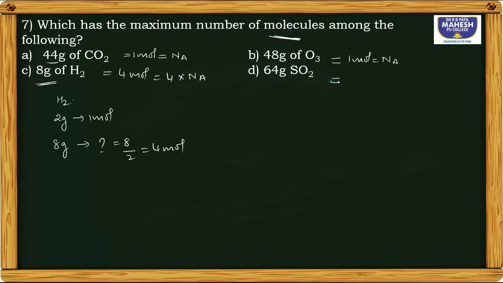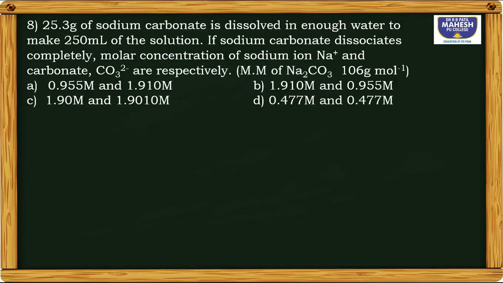The next option, 64 gram of sulfur dioxide. It is the molecular mass of sulfur dioxide, nothing but 1 mole, and that also has a number of molecules equal to Avogadro number. Hence, which one is the correct answer? It is option C, which has 4 into Avogadro number of molecules. Next question, question number 8.